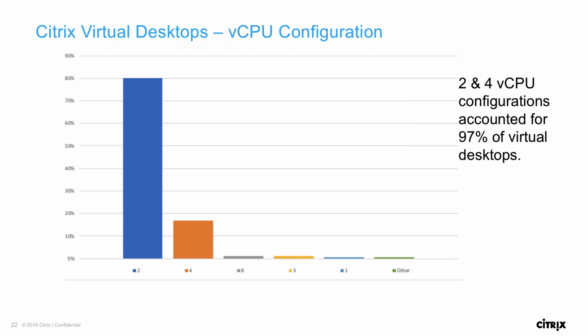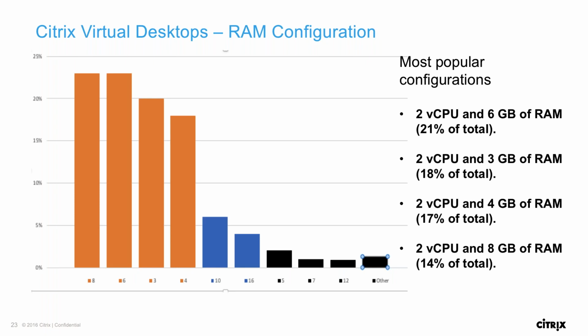So next, RAM. There was a bit more variability in RAM. So you can see here the most popular configurations. 8 and 6 were right neck and neck as far as configuration. Then 3 and 4 gigabyte of RAM. And you can see here on the side the most popular configurations in order.